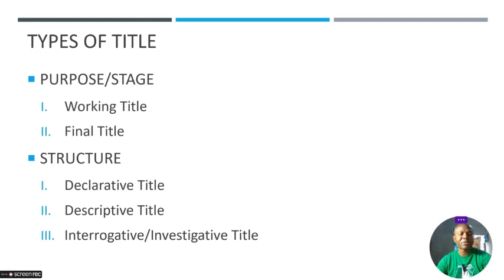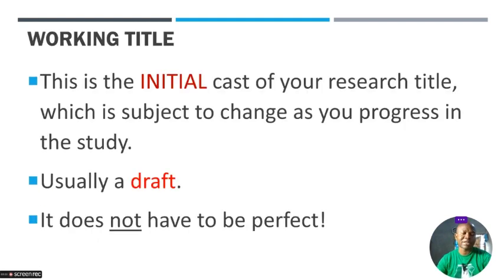Now, there are three possible types or structures of research title. Number one is the declarative title. Number two is the descriptive title, and number three is the interrogative or the investigative title. Now let's look at them one after the other again.